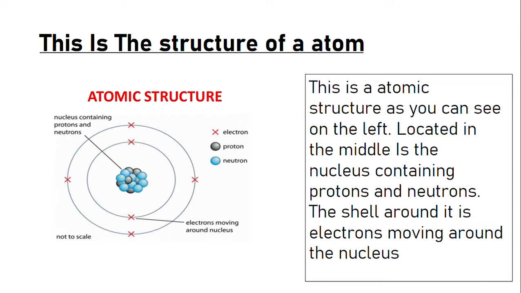This is the structure of an atom, as you can see located on the left. Located in the middle is the nucleus containing protons and neutrons. The shell around it is electrons moving around the nucleus.